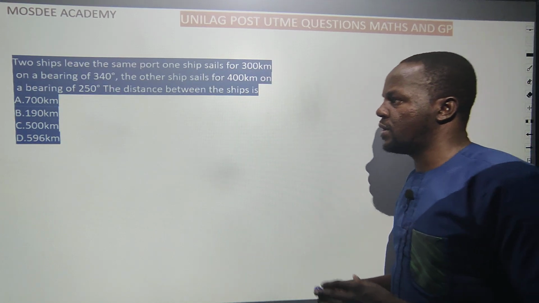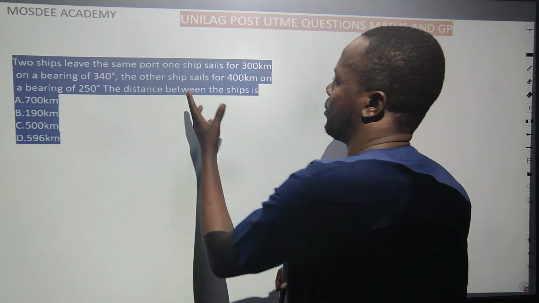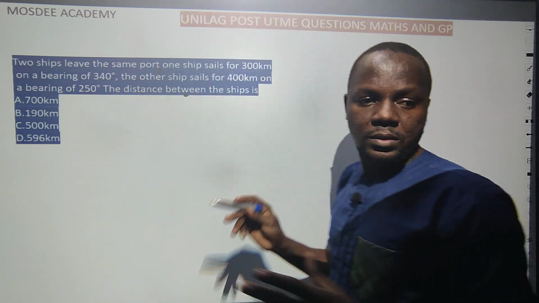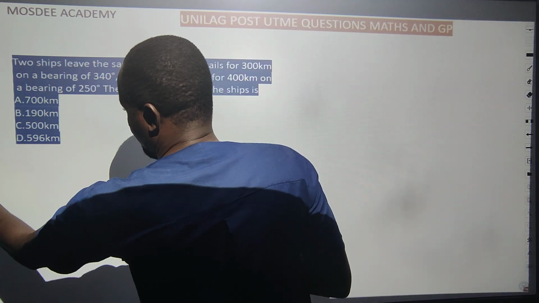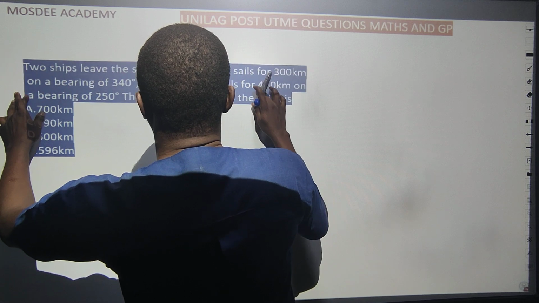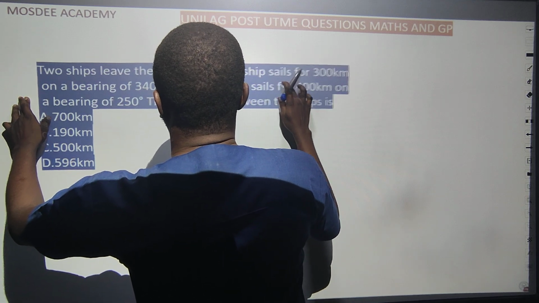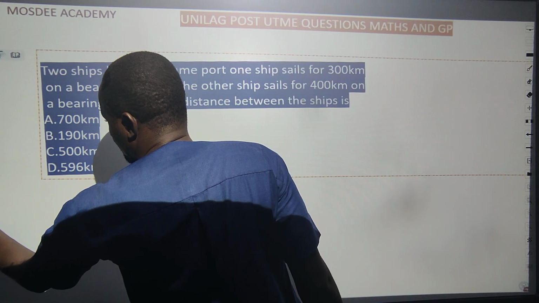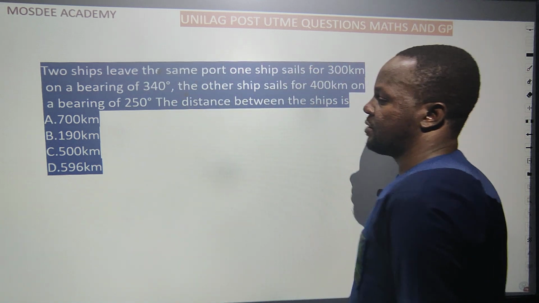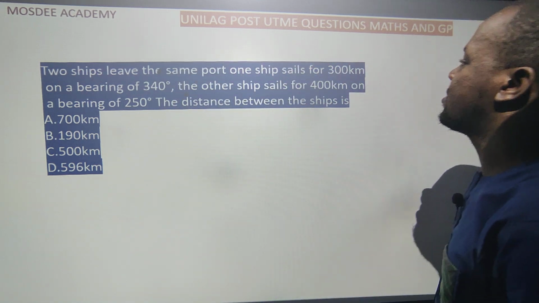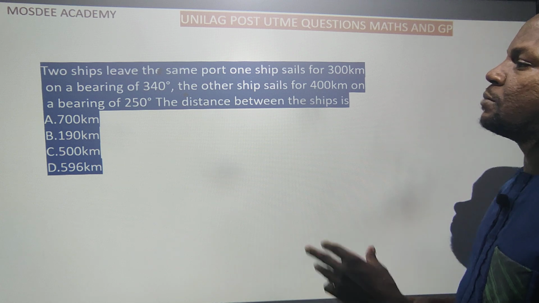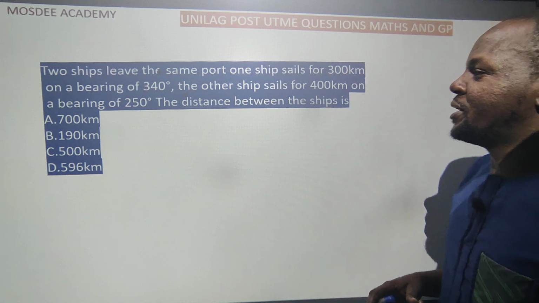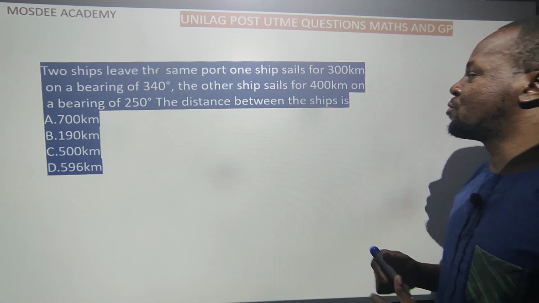Thank you, guys. The next question says that 2 ships leave the same port. I have to expand this first so you guys are able to see what we have before. So 2 ships leave the same port. What happened to them? One ship sails for 300 kilometers on a bearing of 340 degrees. The other ship sails for 400 kilometers on a bearing of 250 degrees. The distance between the 2 ships is what?